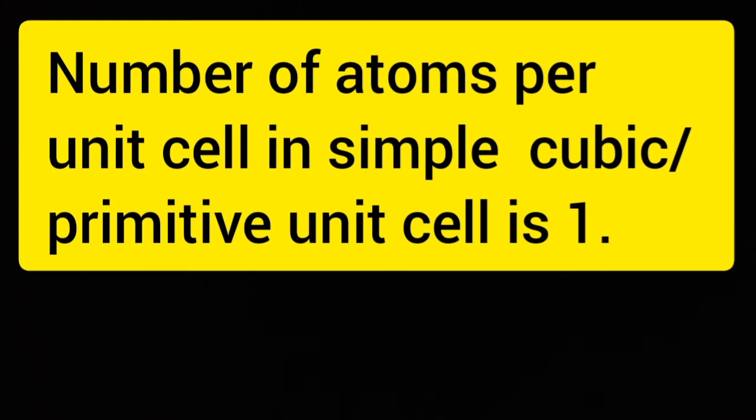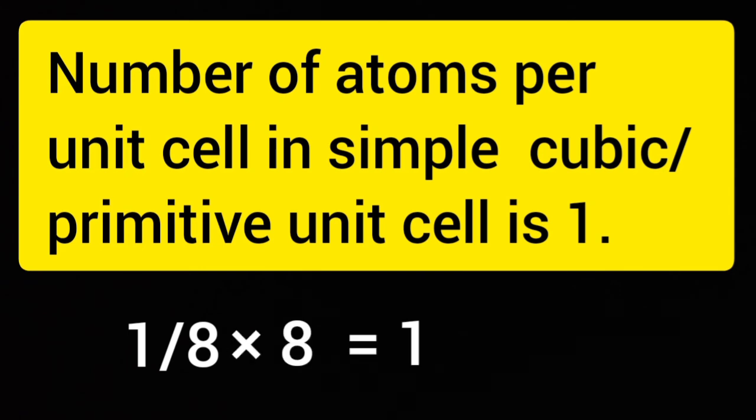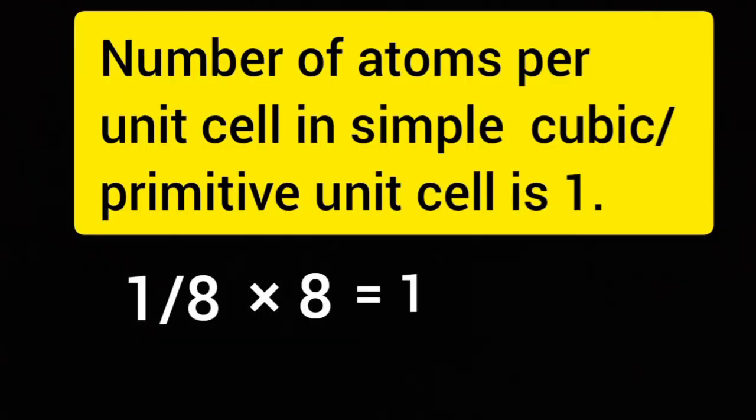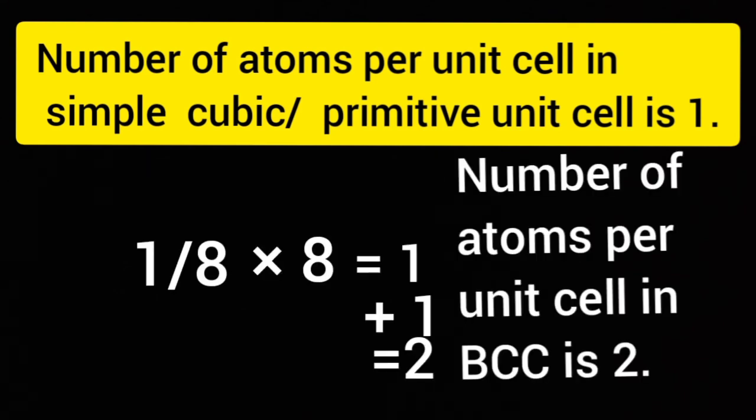For information, the number of atoms per unit cell in simple cubic or primitive unit cell is 1. The contribution of each corner atom is 1 by 8 to the unit cell. So the total number of atoms per unit cell is 1 by 8 into 8, which is equal to 1. For BCC it is 2. In the primitive or simple cubic arrangement, the number of atoms per unit cell is 1 because the contribution of each corner atom is 1 by 8. As there are 8 corner atoms, the total number of atoms per unit cell is 1 by 8 into 8, equal to 1.